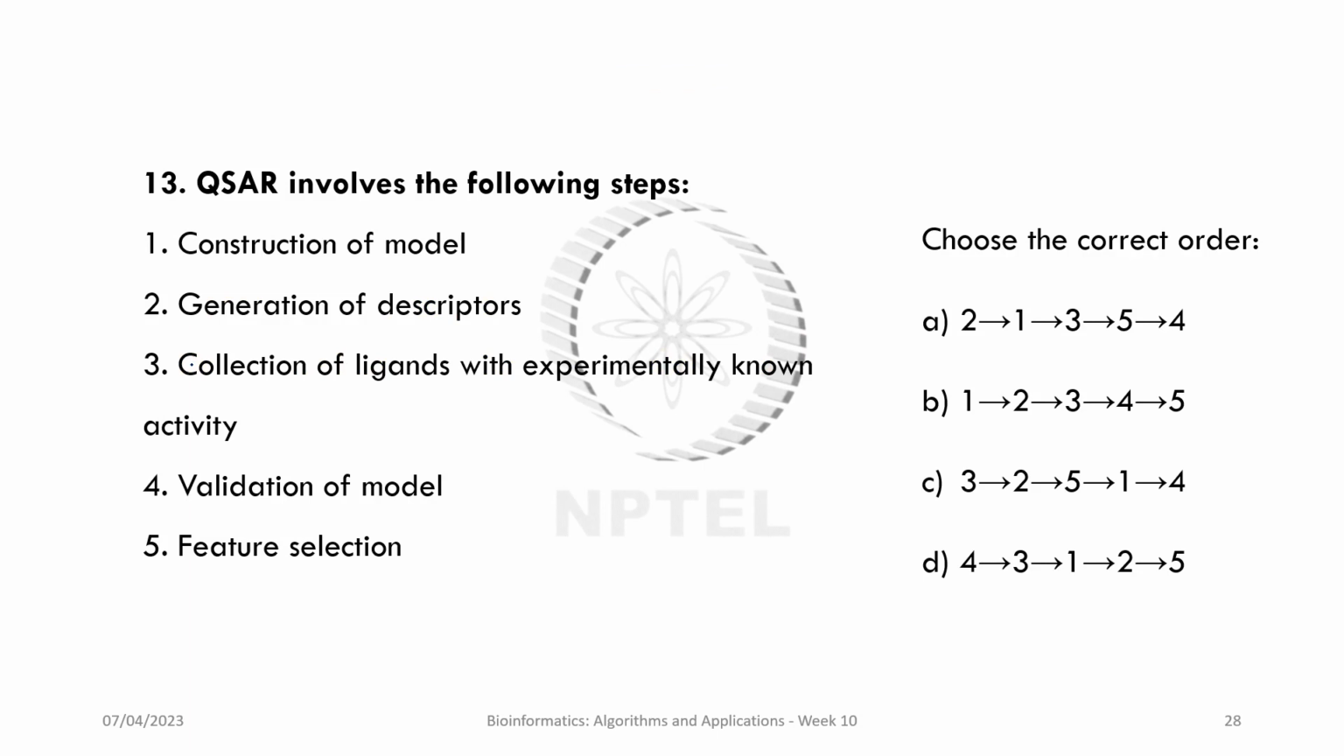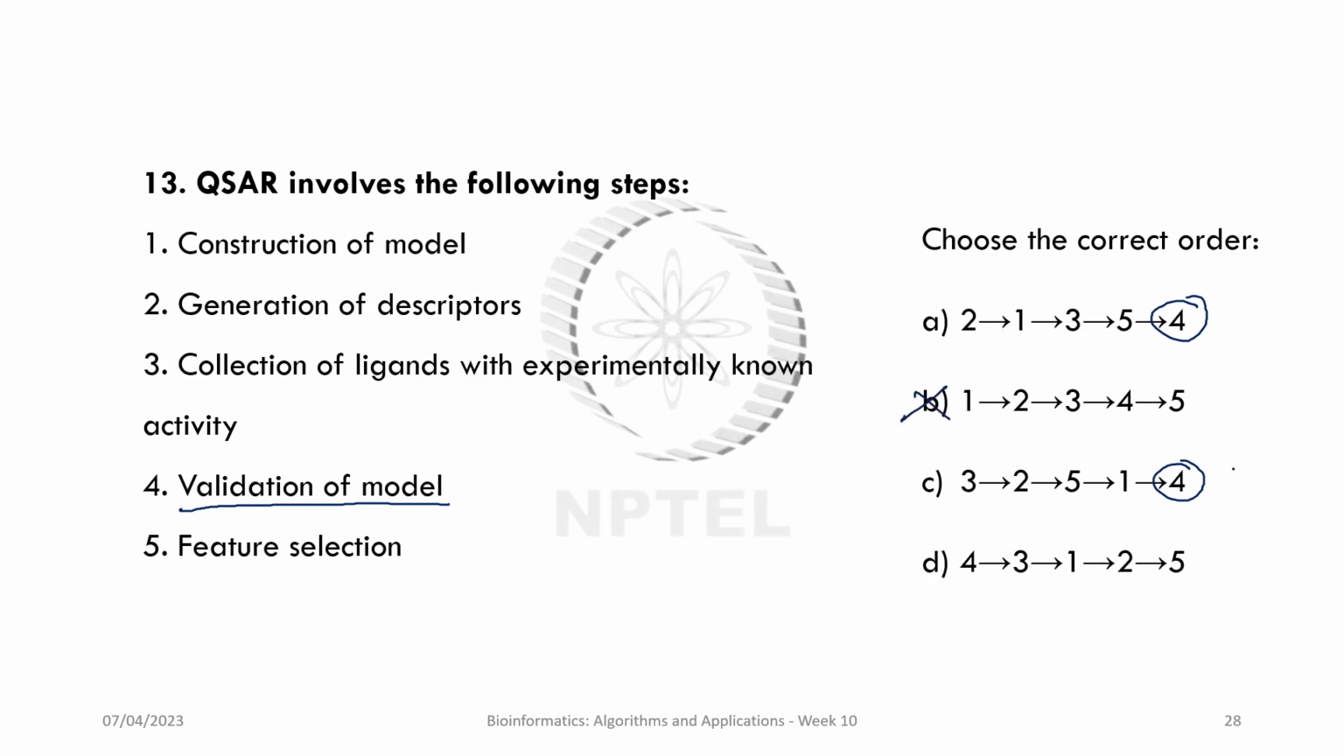QSAR involves the following steps: construction of model, generation of descriptors, collection of ligands with experimentally known activity, validation of model, and feature selection. Choose the correct order. So the process involves collection of ligands, generating their descriptors, feature selection, constructing a model, and validating a model. So from a rough idea, we know that the final step is the validation of a model. So 4 would be the end.